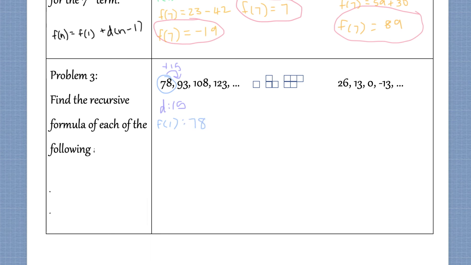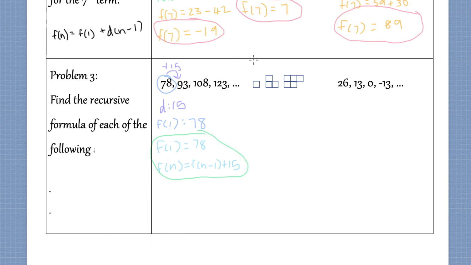Now we can write our recursive formula, and so it's in 2 parts. So first we're going to write our first part, which is f of 1 is equal to the initial value, and the initial value is 78. The second part is going to be f of n is equal to f of n minus 1 plus d, and d is 15. And so this all right here is our recursive formula for this one.